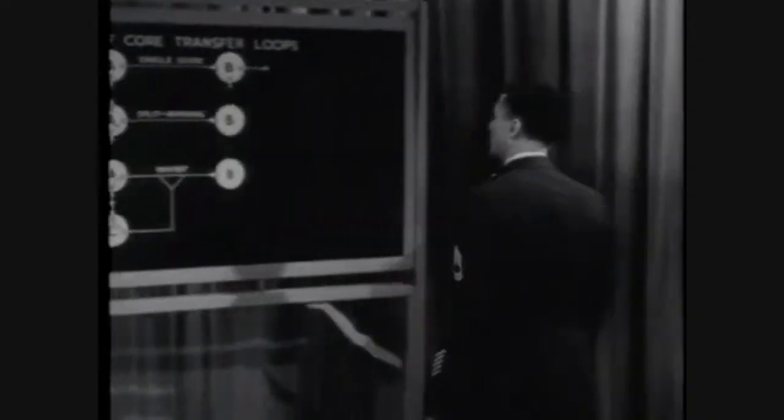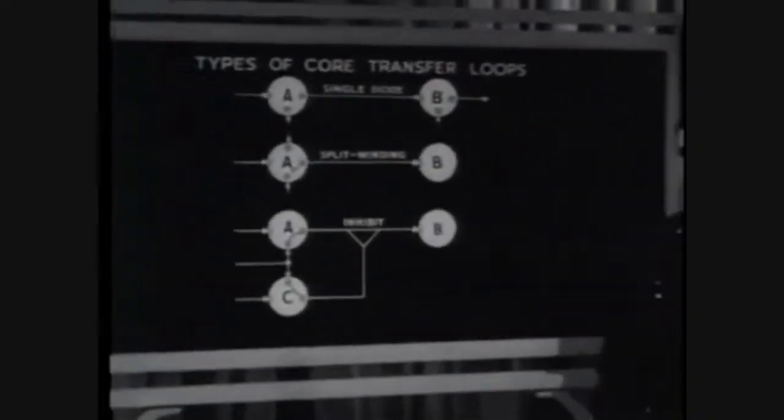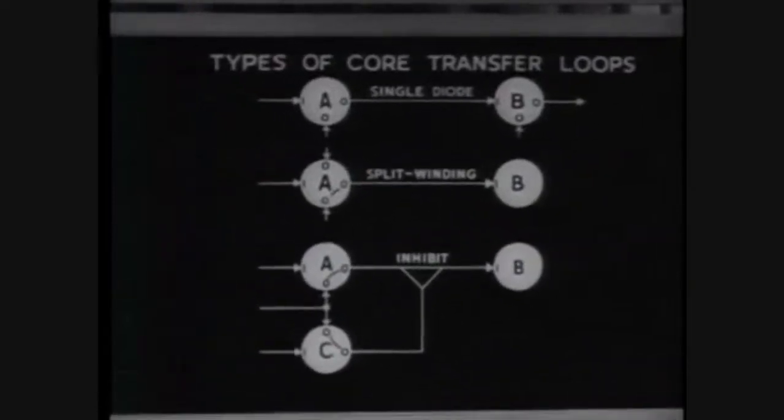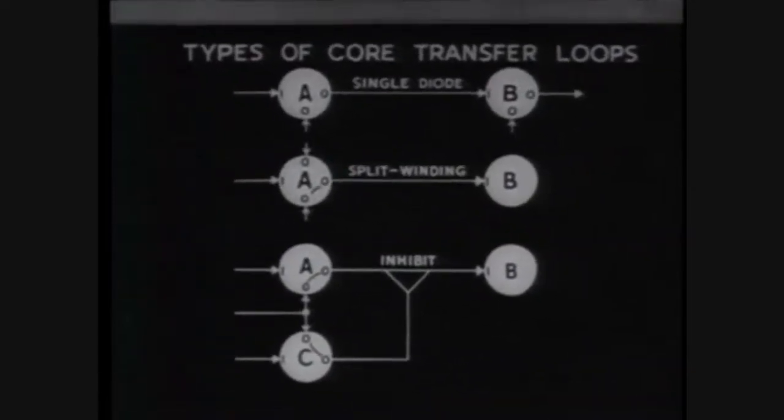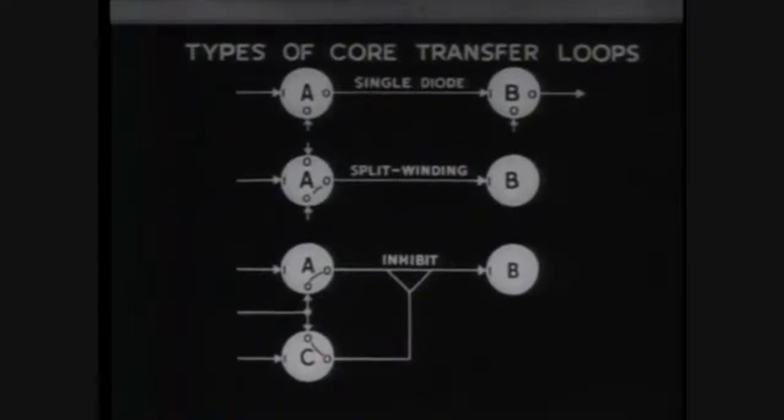The single diode, split winding, and inhibit transfer loops are, in a very real sense, the building blocks of an automatic data processing system.